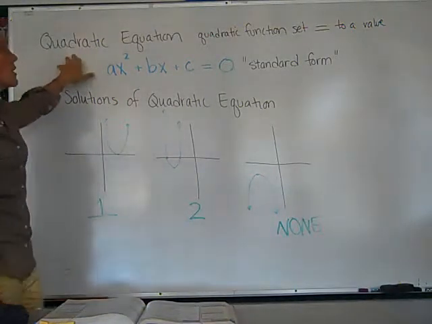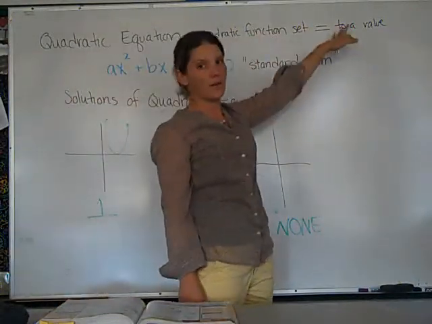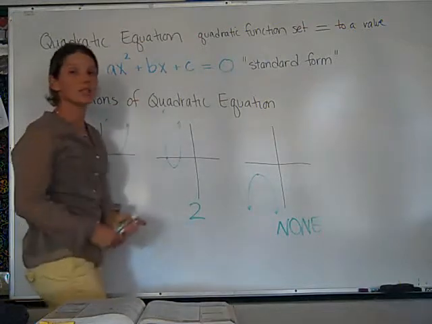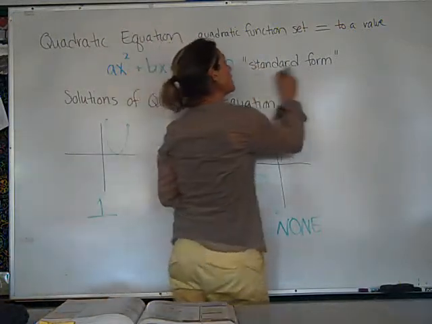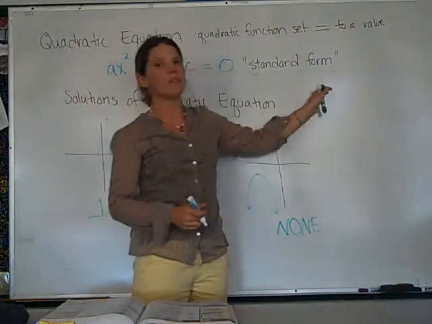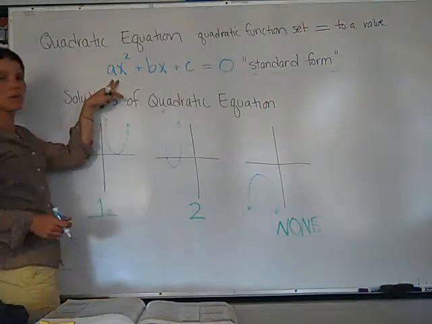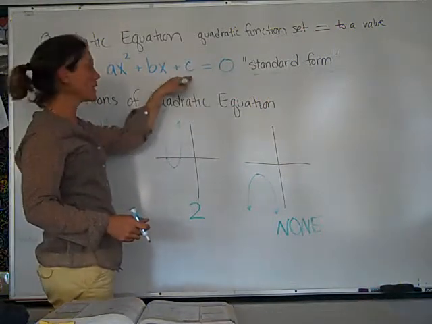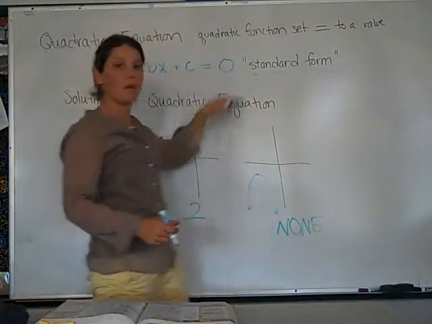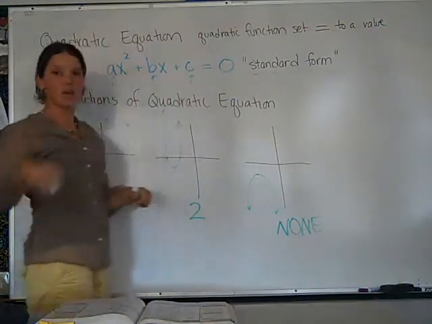A quadratic equation is just your quadratic function set equal to some value. For our purposes we're going to talk about the quadratic equation in what we call standard form. If it's in standard form, then that equation is set equal to 0, and you'll see it in the form of ax squared plus bx plus c equals 0. Remember, these terms have those special meanings that we talked about in the last section.